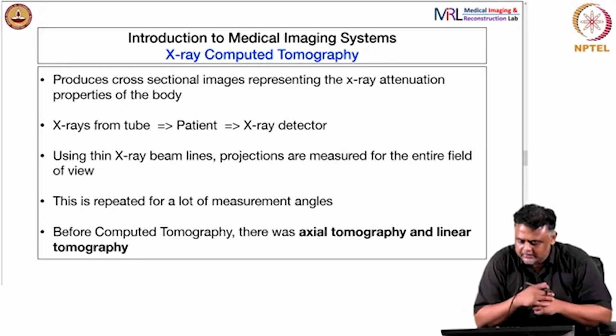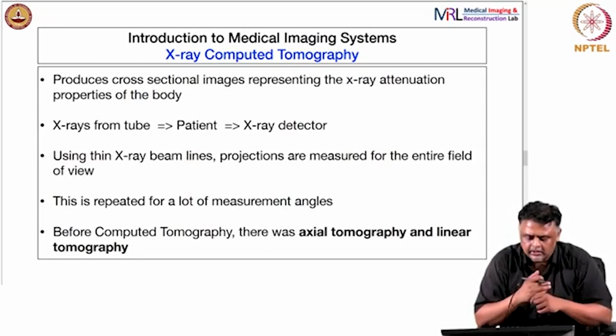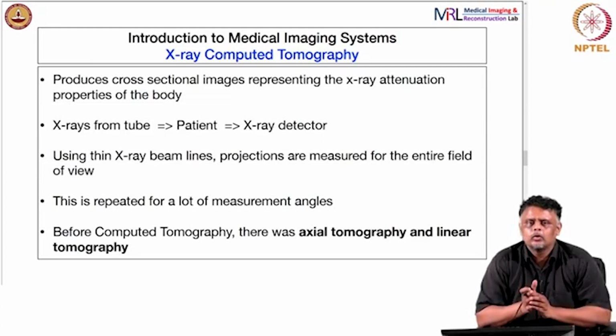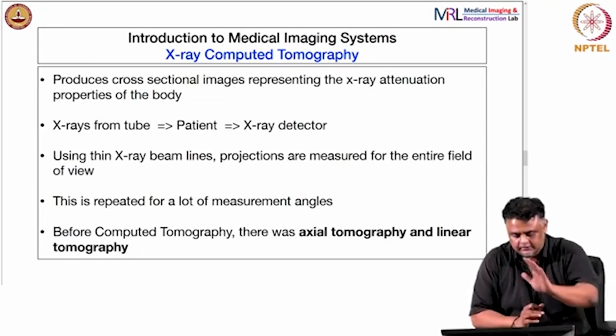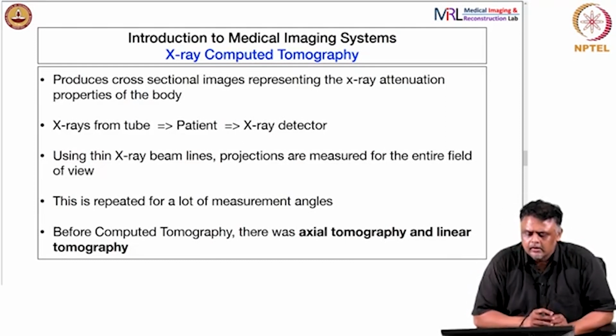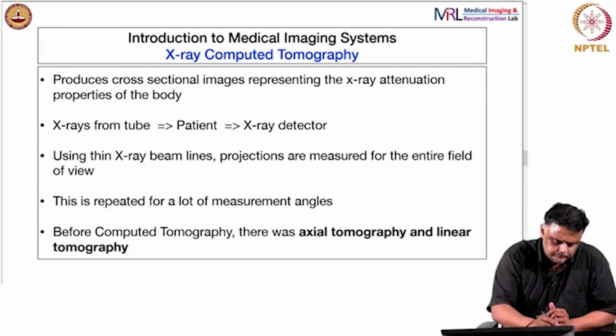I will show you some images, at least an image which will give you some indication of how it is done. So, before computed tomography came about, there were other efforts also to acquire cross sections, rather than just the projection, and they are known as axial tomography and linear tomography. I will not discuss them, just some historical perspective.